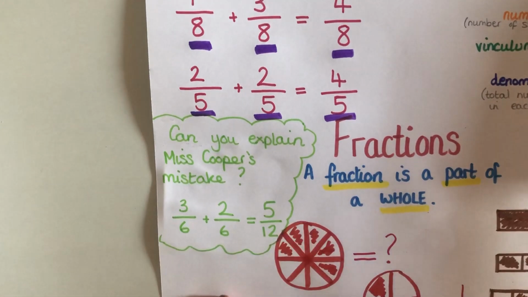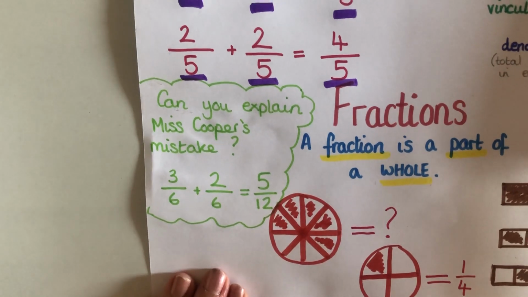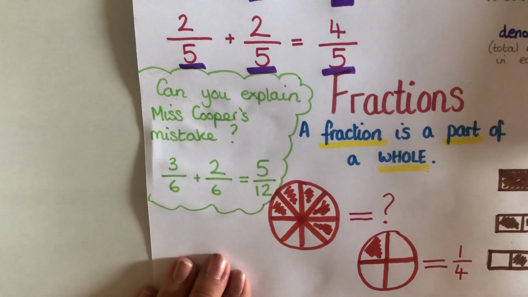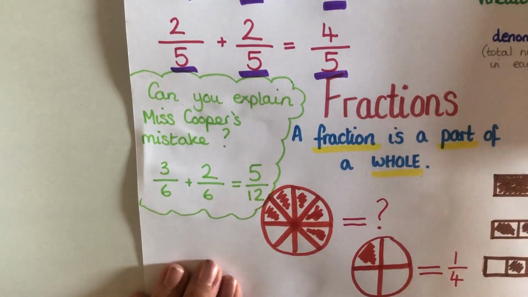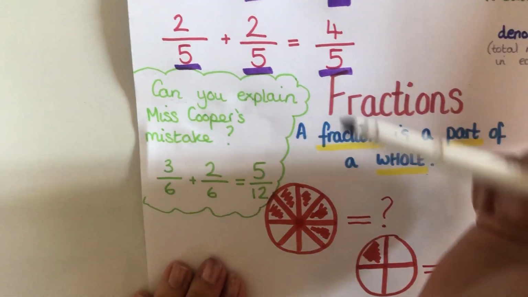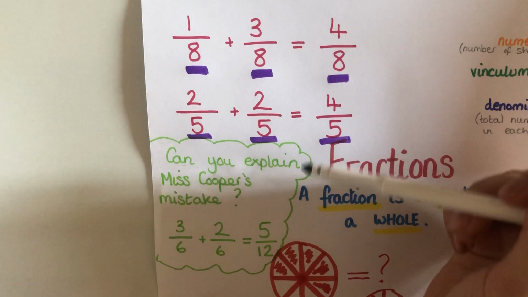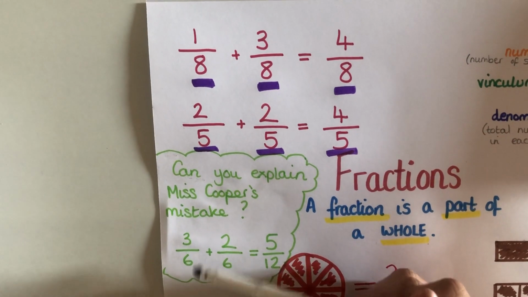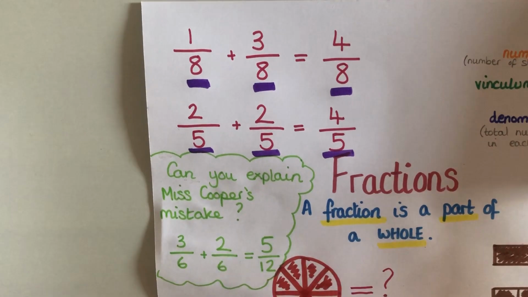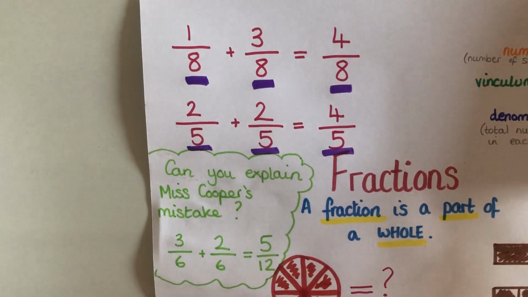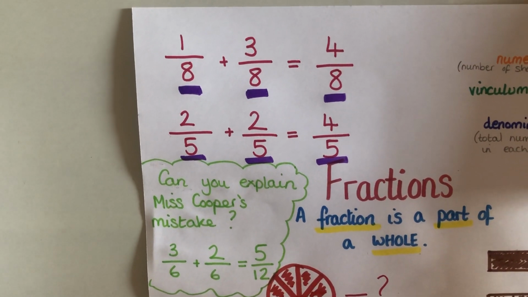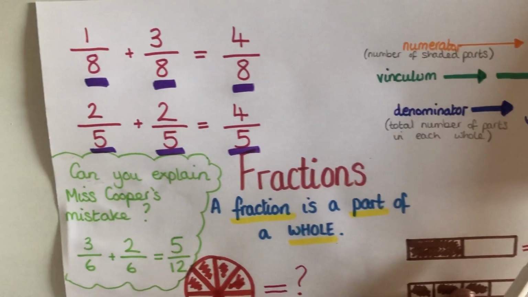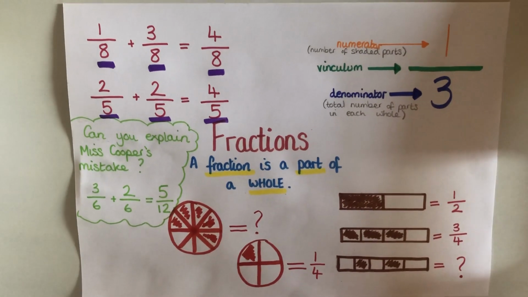Now to finish off. Can you explain Miss Cooper's mistake? Can you explain my mistake to me? I'm not going to give you any clues, but think about what we've just done, those 2 examples above. 3/6 add 2/6 equals 5/12. I am wrong. I want to see if you can explain why I am wrong.